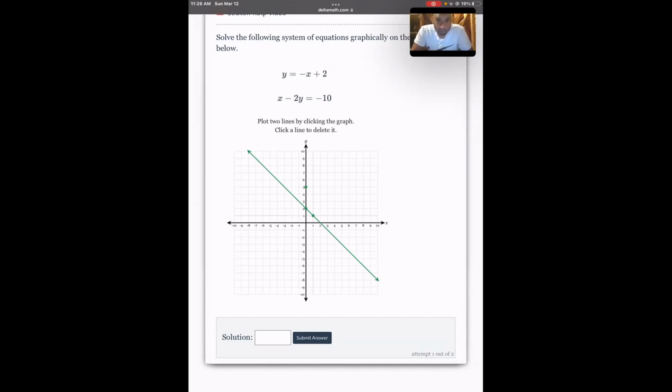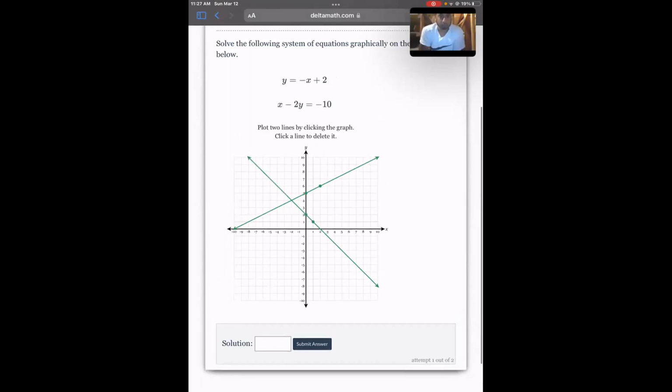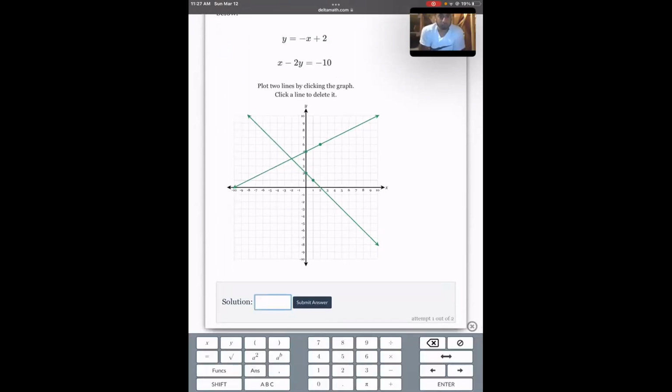Just to the right 2? No. See where your first dot is? 0, 5. Go up 1 to the right 2. That's where your second dot is. Yes, there you go. Okay, so see where those two lines intersect? Where do those two lines intersect? -2 and 4. Yeah, so type that in. -2, 4, with parentheses. Yep, -2 comma 4.